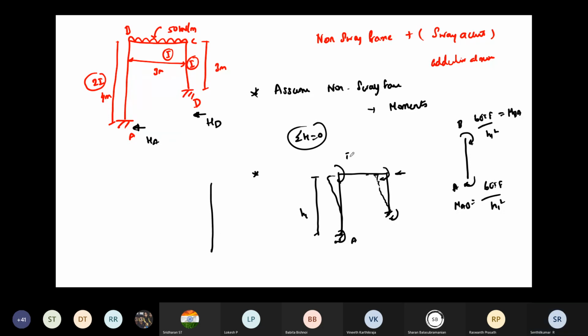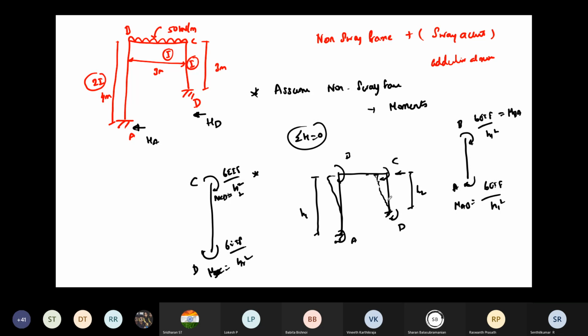This is A, B, C, and D. This is H2. I'm taking C and D. So again clockwise, clockwise, 6EI delta by H2 square, 6EI delta by H2 square. This is C and D. So this is MDC, this is MCD, right? Due to the delta, due to some sway, we don't know the sway amount or the direction. Surely these moments are developing at the ends of the columns. So what is MAB, MBA, MCD, MDC? That we know, right?